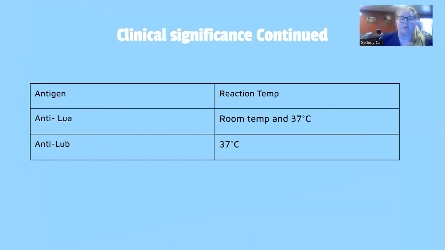So here's a little chart showing exactly which antigen reacts with what. The only thing we needed to add here was that anti-LUB could also react with AHG as well.